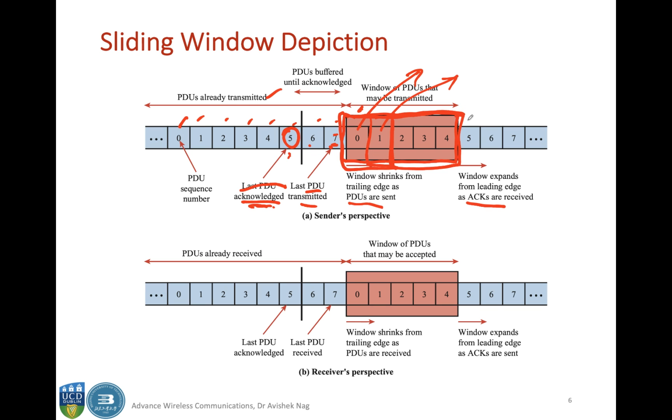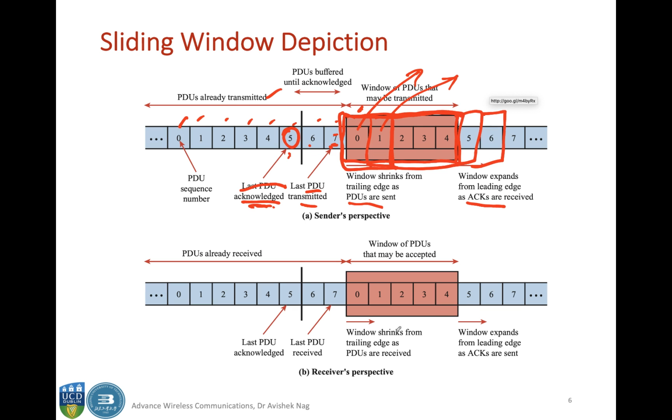So if the receiver now sends you acknowledgement of this, then the window increases again. So again, if the receiver sends acknowledgement of, let's say, PDU 6, then the window expands again. So the same thing happens on the receiver side also.